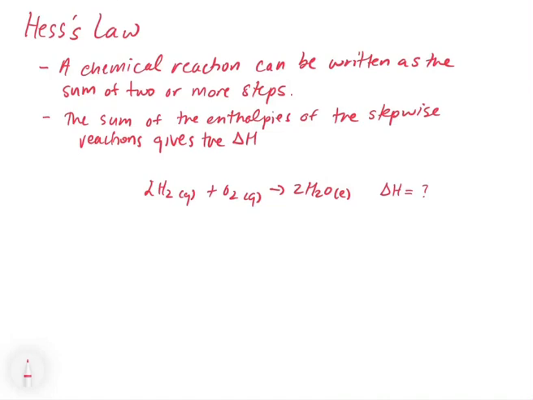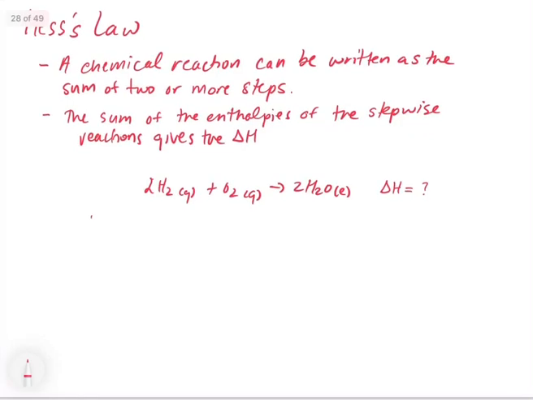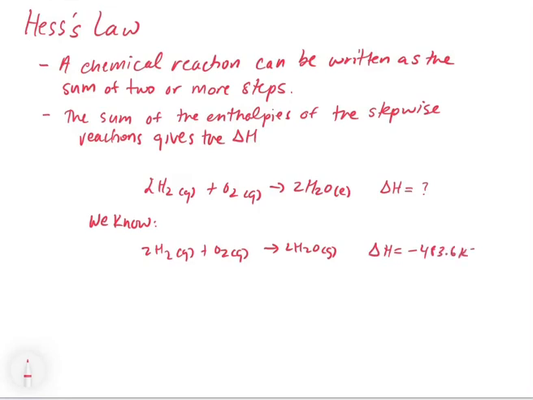So in this case, we want to figure out what the delta H would be for this reaction if we know some things about other reactions that are pertinent. So for example, we know the following. We know that 2H2 gas plus O2 gas goes to 2H2O gas, and we saw the delta H for this was equal to minus 483.6 kilojoules.